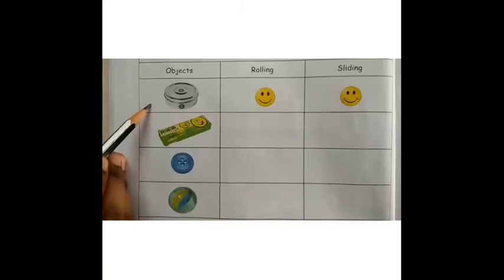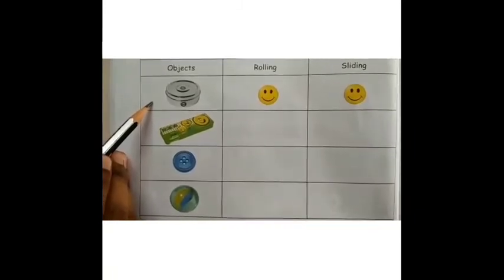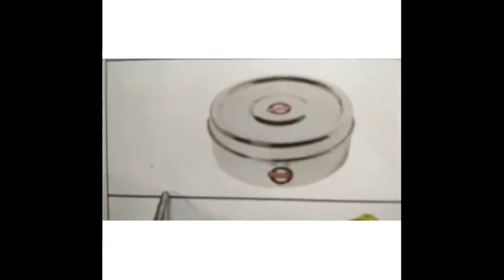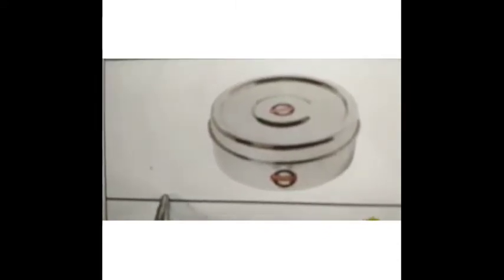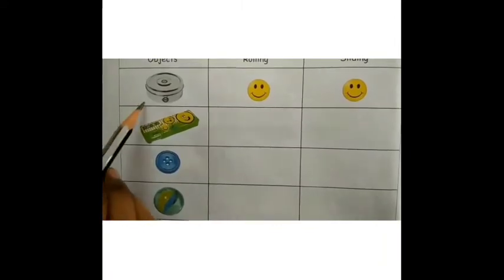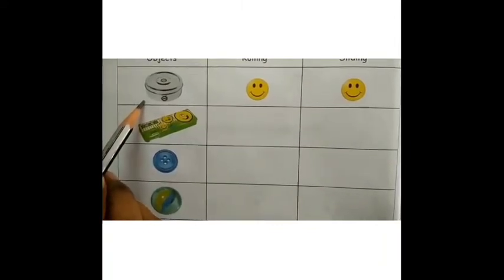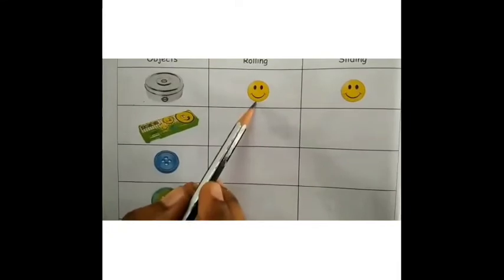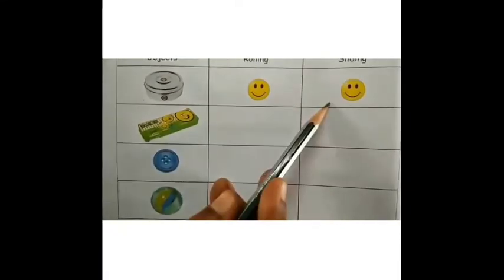The first picture is a silver box. The silver box is both in the round shape at the sides and in the flat shape at the bottom. The silver box is rolling because the round shape is on the slide. Now the silver box is sliding because the flat shape is on the slide. Therefore, silver box can both roll and slide. So, smiley image is drawn under the rolling and sliding.